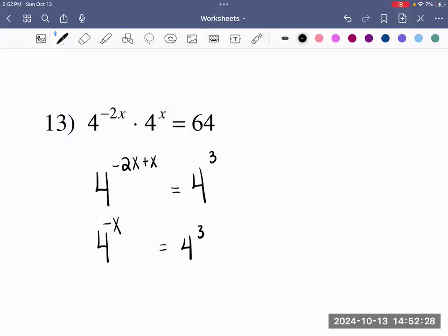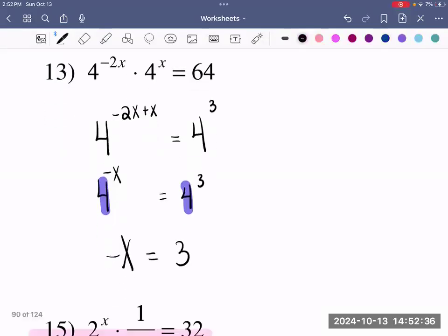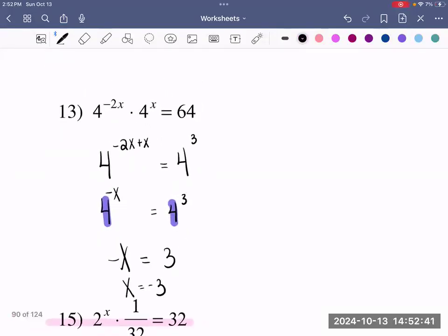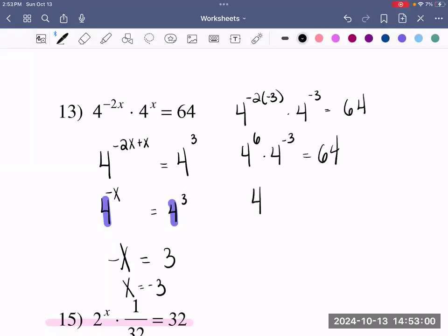Now that we have matching bases, we can go ahead and drop the exponents. So we have negative x is equal to 3. Therefore, x is equal to negative 3. Now let's go ahead and check because we haven't had a negative exponent before. So we have 4 to the negative 3 times 4 to the 6 is equal to 64. So we have 4 to now the positive 3 because we get to add those two together, and that actually equals itself.